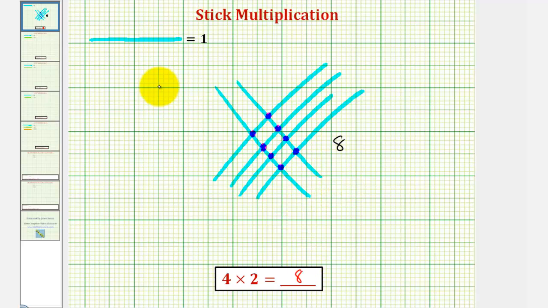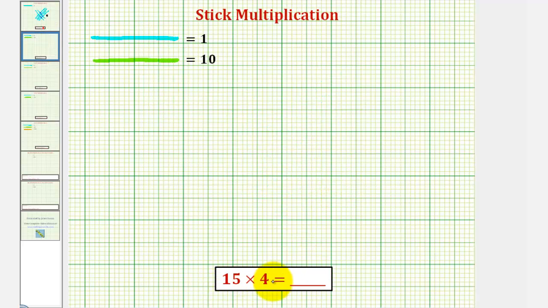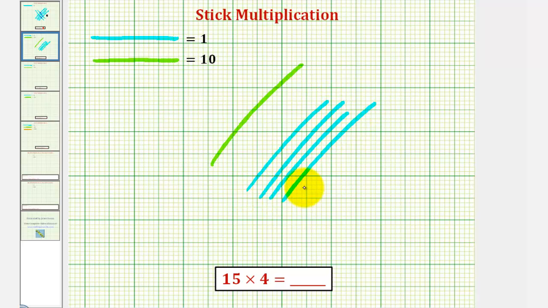Let's take a look at another example. Here we have 15 times 4. Because 15 contains a 1 in the tens place value, we'll now use a green stick to represent 10, and we'll still use a blue stick to represent 1. So to model 15, we would have 1 green stick, that's 10, and then 5 blue sticks for 5. So that's 10, 11, 12, 13, 14, 15.